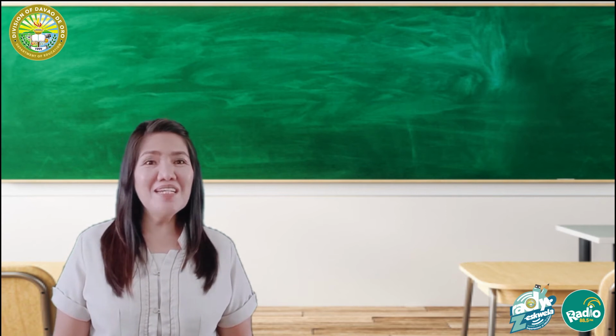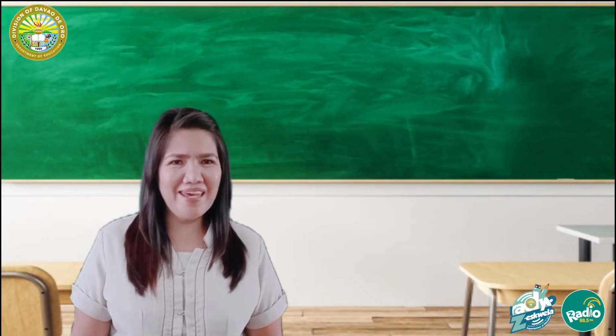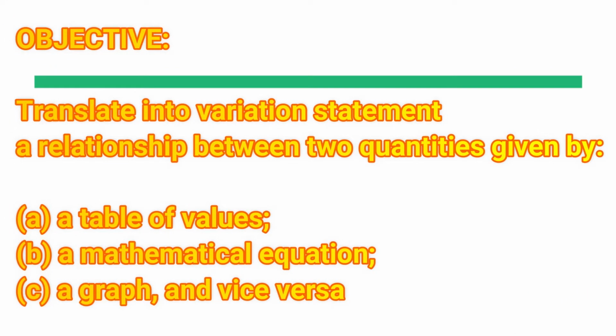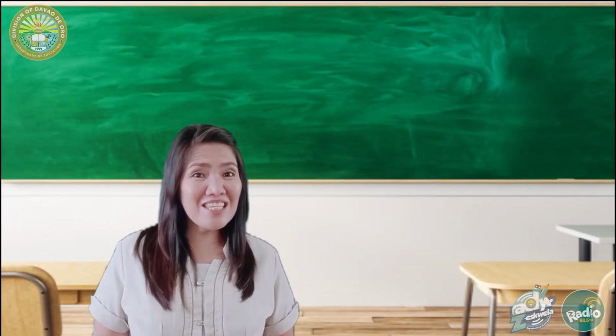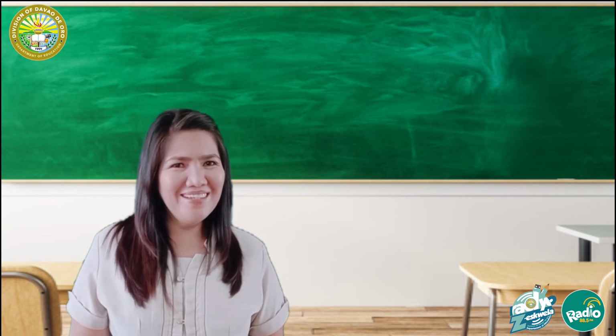Be sure that you are listening attentively and follow all the directions of the activities. After our discussion for today, you are expected to achieve this objective: translate into variation statement a relationship between two quantities given by A, a table of values, B, a mathematical equation, C, a graph, and vice versa. At this point, kindly get a pen and a notebook. Are you ready?